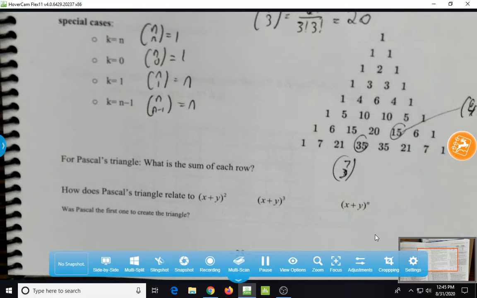Do you remember this from pre-calculus class, how you multiply this all out? If you multiply (x plus y) cubed, you get x cubed plus 3x squared y plus 3xy squared plus y cubed. So notice the exponents of the x's go down by 1, and the ones with y go up by 1. Also the coefficients. And the coefficients correspond to 1, 3, 3, 1.